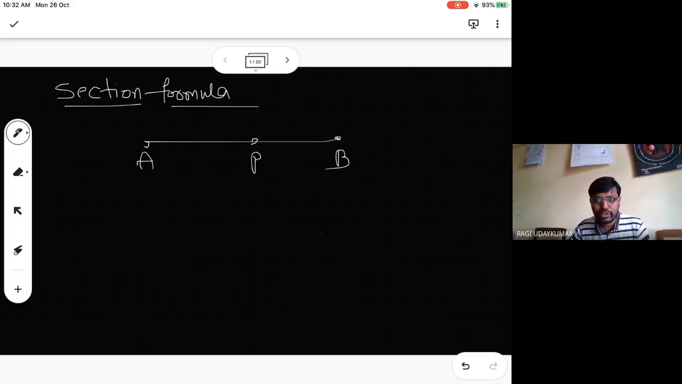So what is that ratio? You can find out the ratio. If the ratio is given, the point can also be found out. So the point P is called dividing the line segment AB in some ratio. What ratio is it dividing? That ratio you can find out. Okay.